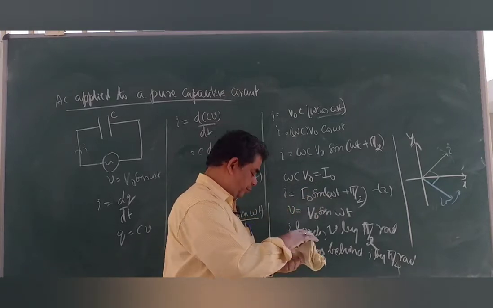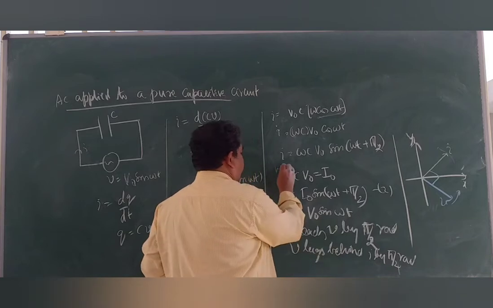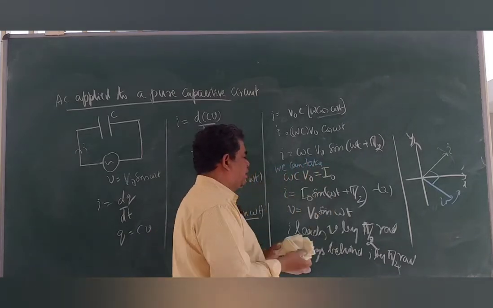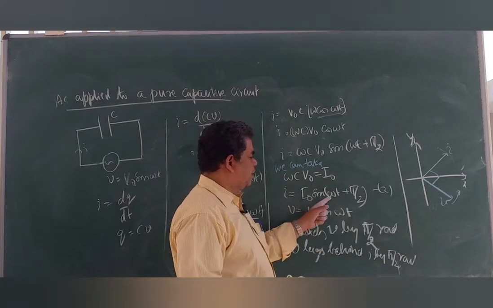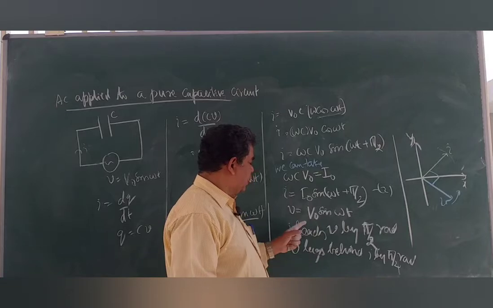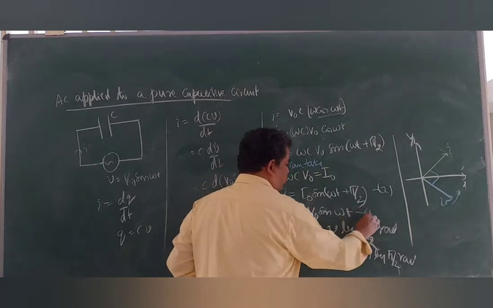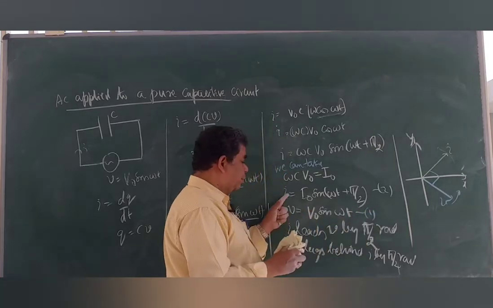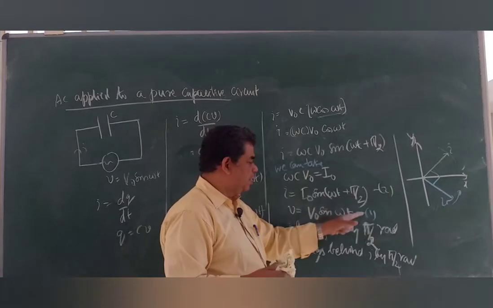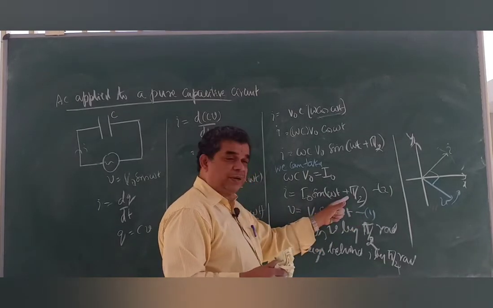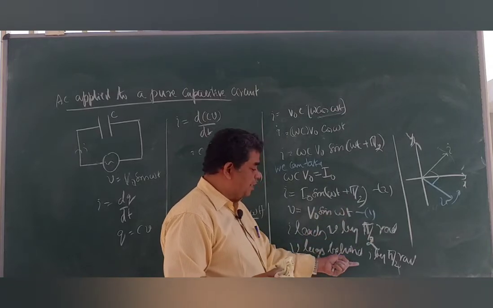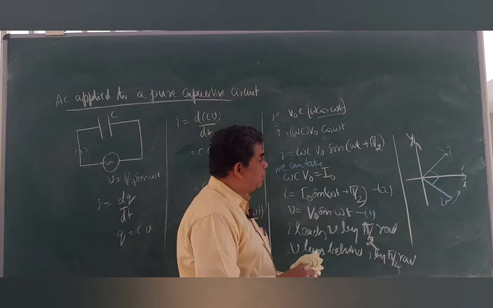Therefore, we can take omega C V naught is equal to I naught, I equals I naught sin omega t plus pi by 2. This is the second equation, and this is our first equation that we have written there. By comparing these two, we can write I is pi by 2 ahead compared to V, because plus is there. So I leads V by pi by 2 radians, or V lags behind I by pi by 2 radians.